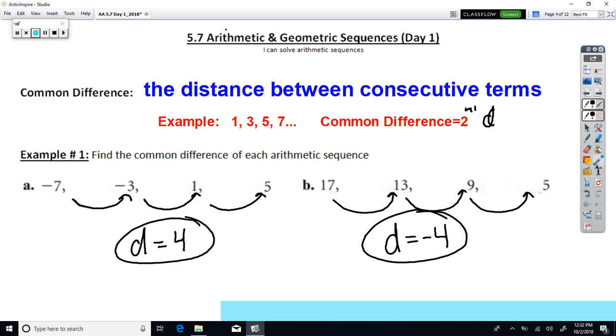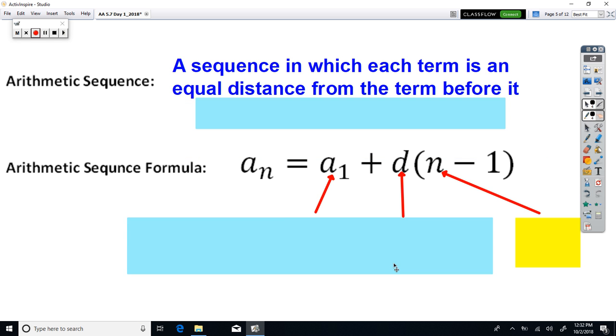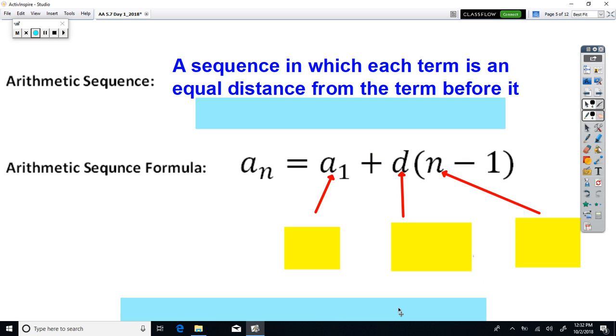Okay, then we have a formula for arithmetic sequences. Oh, we vocab first. An arithmetic sequence is just a sequence in which each term is an equal distance from the term before it. And if you want, we won't write another example. You could just draw an arrow to the 2 we just looked at. Those were arithmetic sequences. But it has to be like a constant number that's being added.